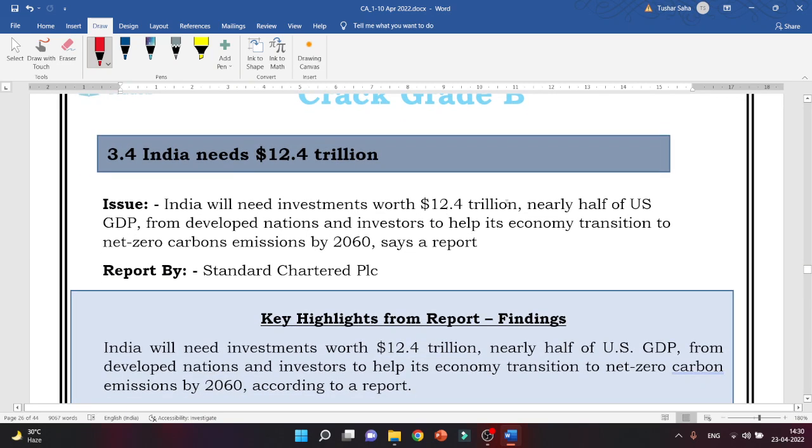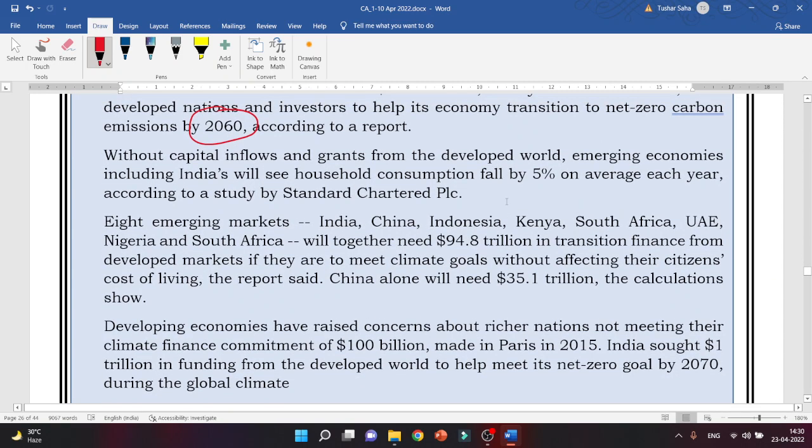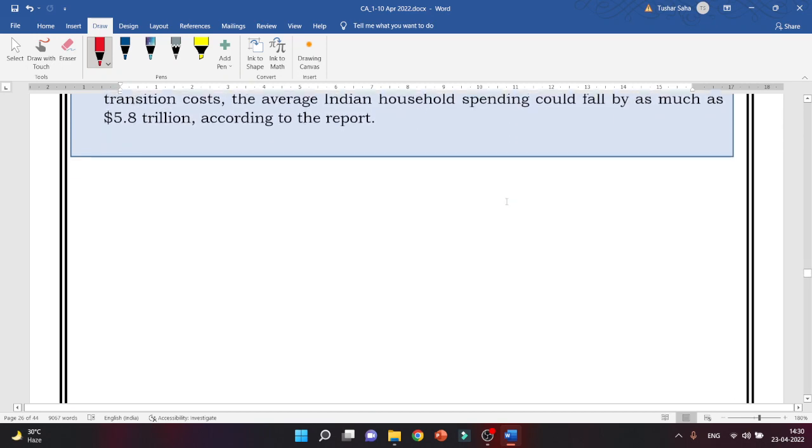So India needs 12.4 trillion. This is a report by Standard Chartered PLC. Now what this report says is that if India wants to go carbon neutral by 2060, but what is our target? Our target is 2070. So they have assumed 10 years early, right? 2060 is the target that China has agreed to. China has agreed to go carbon neutral by 2060 and India by 2070. So Standard Chartered PLC says that if India has to achieve the target, India would need $12.4 trillion, which is almost half the GDP of the US. That is what Standard Chartered says, and you can go through the assessment, you will understand everything, right?